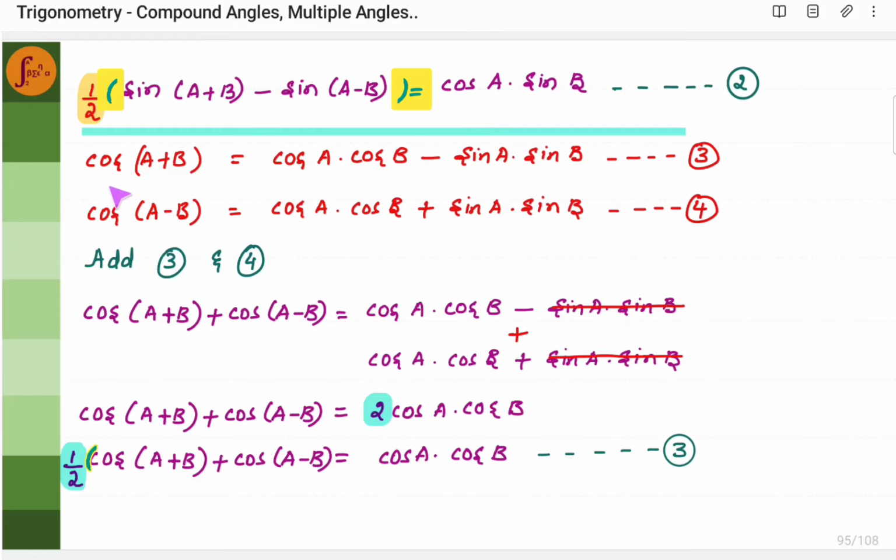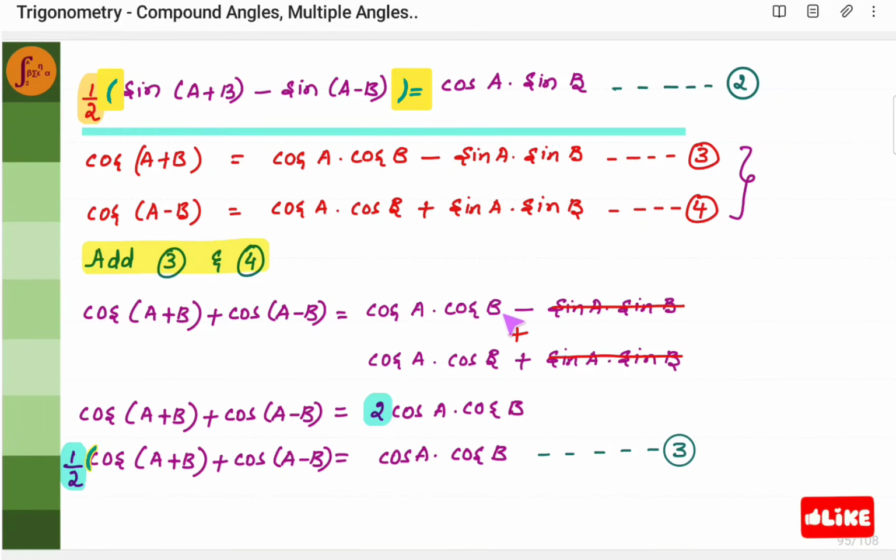Now we'll take the cos(a+b) and cos(a-b) formulas. We have compound angle formulas for cos(a+b) and cos(a-b). cos(a+b) is cos a cos b minus sin a sin b. Observe the sign. And cos(a-b) is cos a cos b plus sin a sin b, right? Now you add these two compound angle formulas. When you add, again one of the terms will get cancelled. Sin a sin b is going to get cancelled.